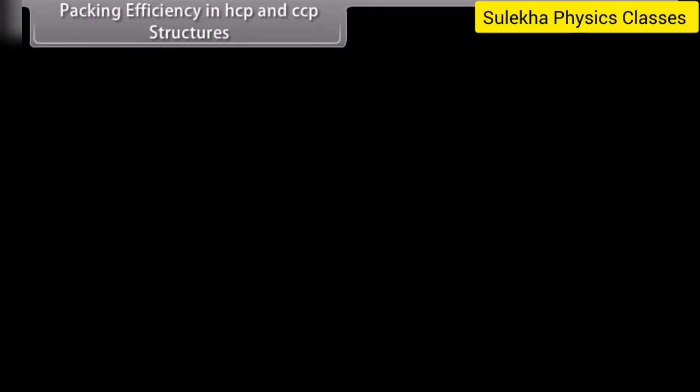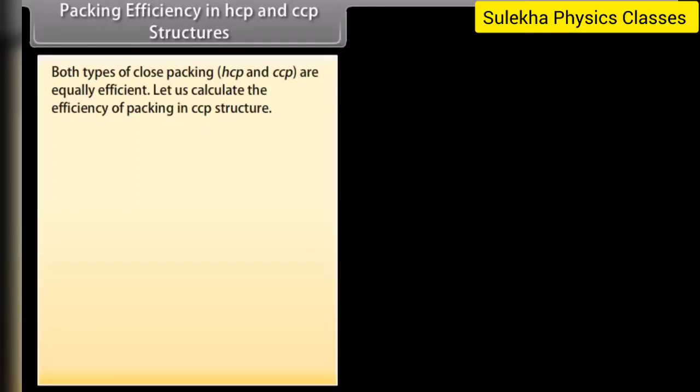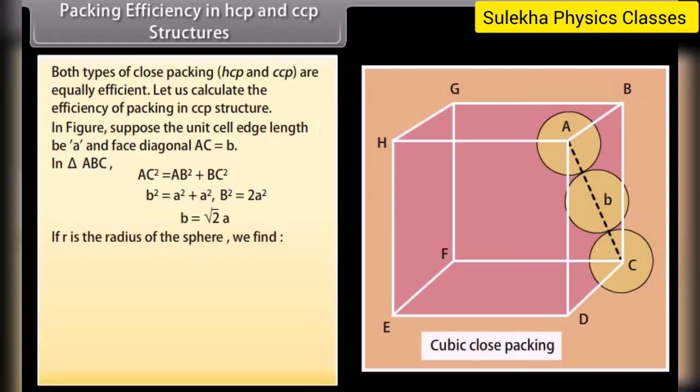Packing efficiency in HCP and CCP structures. Both types of close packing, HCP and CCP, are equally efficient. Let us calculate the efficiency of packing in CCP structure. In the figure, suppose the unit cell edge length AB is a and face diagonal AC is equal to b. In triangle ABC, AC square is equal to AB square plus BC square, or b square is equal to a square plus a square, or b square is equal to 2a square, or b is equal to square root 2 a. If r is the radius of the sphere, we find b is equal to 4r, which equals square root 2 a, or a is equal to 4r upon square root 2, which is equal to 2 into square root 2 r.